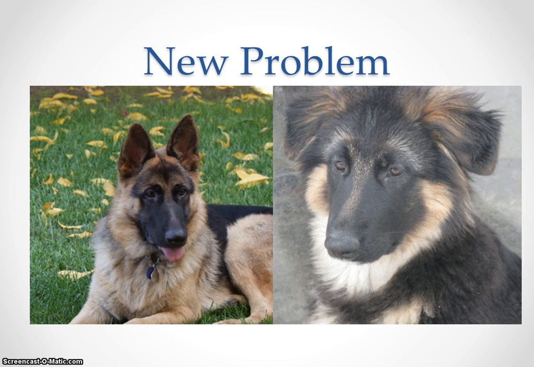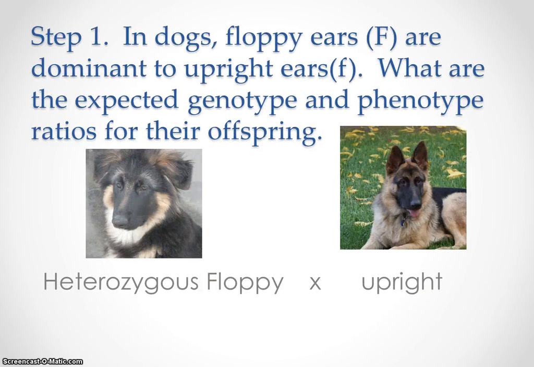Now, we've got a new problem that we can do here, and if you turn the page to the back, you'll see that there's another problem. In this problem, we're looking at dogs. So step 1, in this problem, we've got floppy ears, big F, are dominant to upright ears, little f. We want to figure out the expected genotype and phenotype ratio for their offspring.